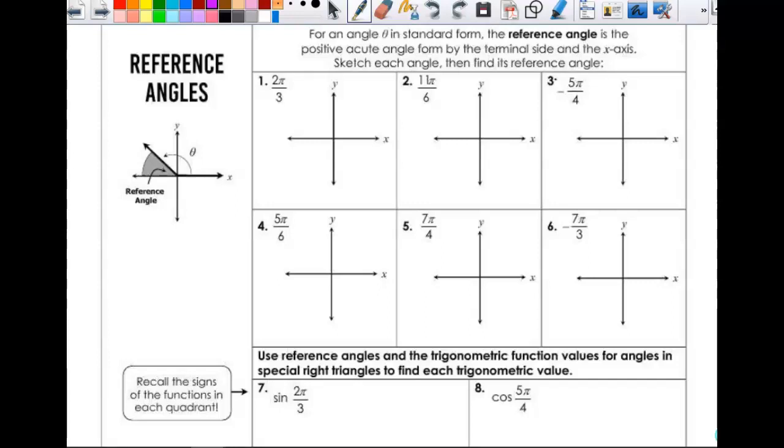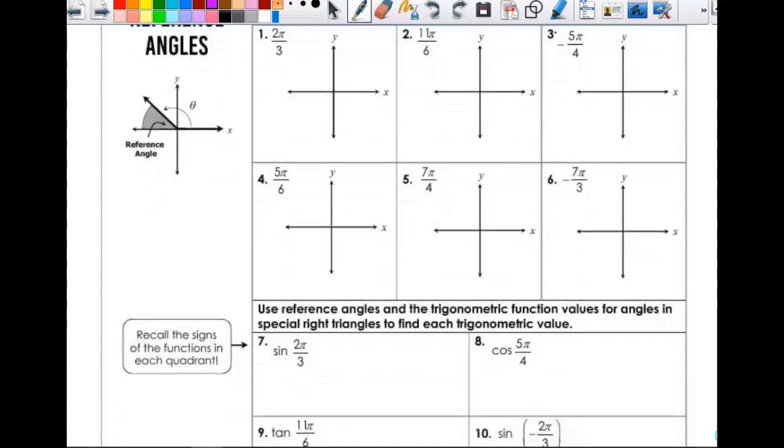So we're supposed to sketch the angle and then find the reference angle. Okay, so I'm going to sketch 2 pi thirds. But I want it to be as accurate as I can without getting out measurement tools. I know that I'm going to start here. I don't need to completely convert that angle. What is the measurement in degrees of just pi thirds?